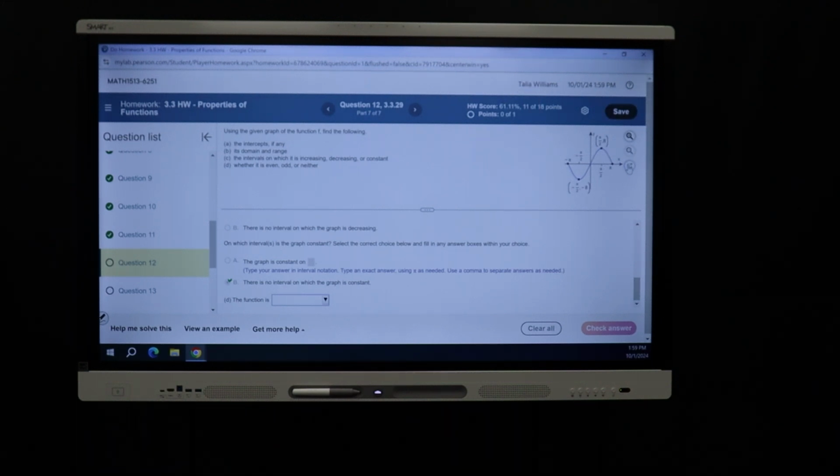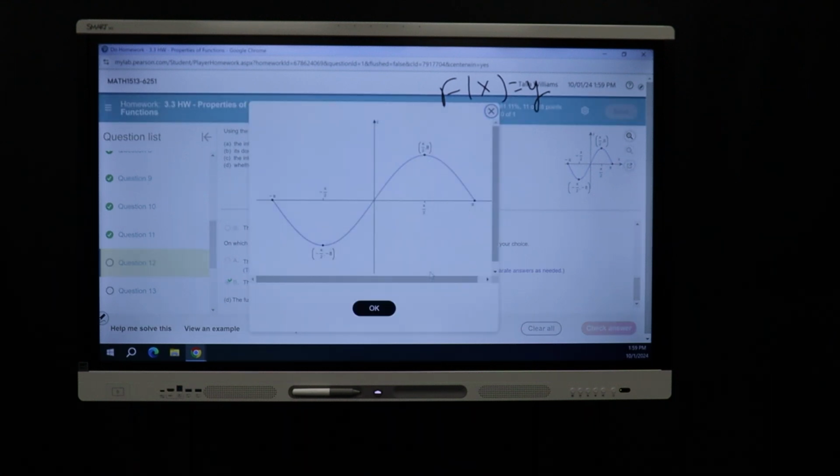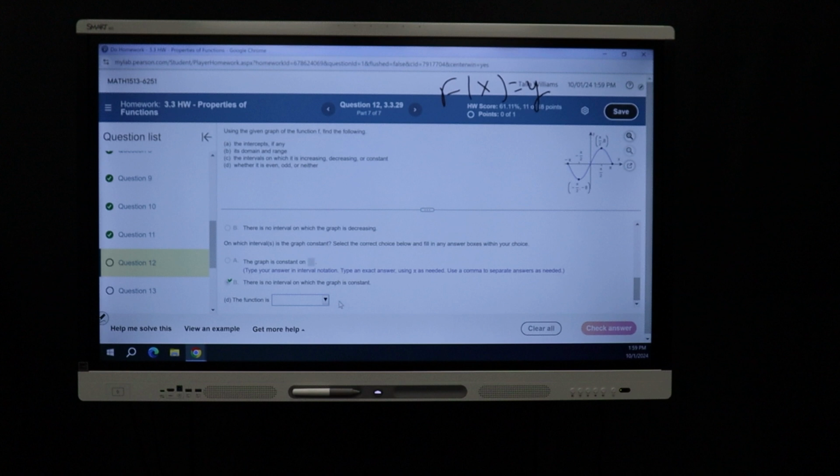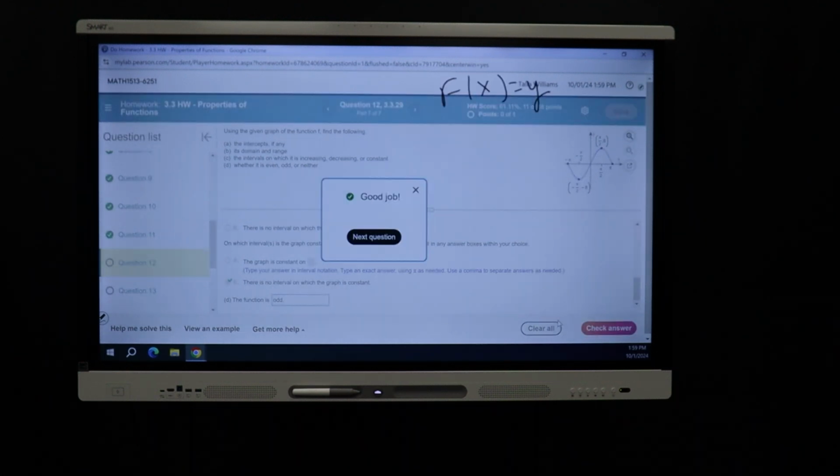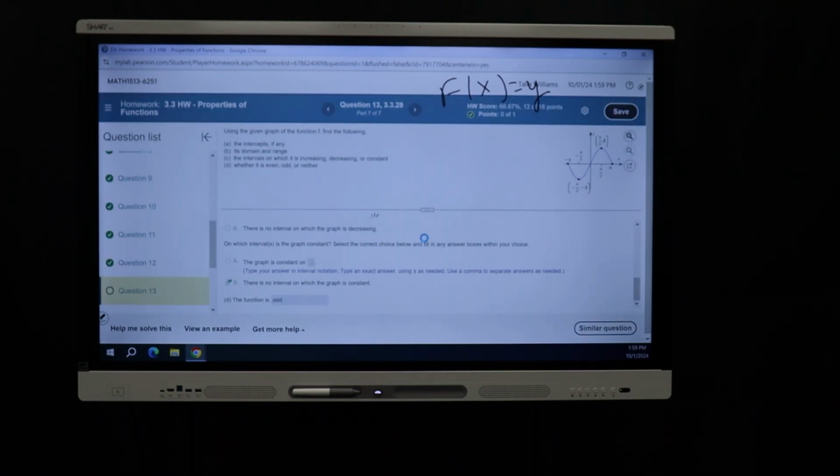But this graph, not symmetric with the x, not symmetric with the y, but if I took this quadrant and rotated it 180, it is symmetric with the origin. If a graph is symmetric with the origin, it's odd. This is question 3 at the very beginning.